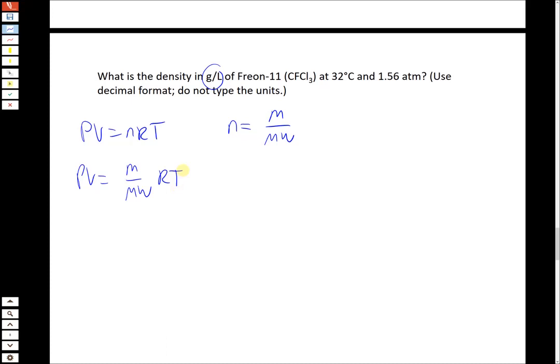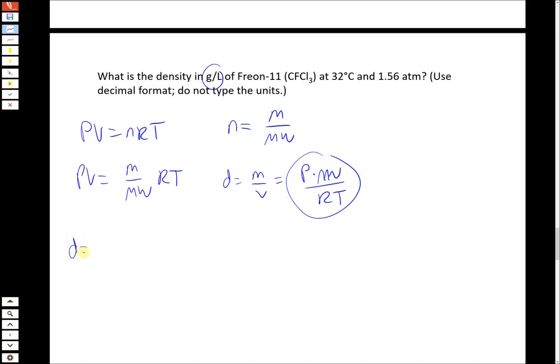And then what we're going to do is solve for mass divided by volume because density is equal to mass over volume. So if we rearrange this equation and put mass over volume on one side, what we end up with on the other side is pressure times molar mass divided by RT. So this is the equation for density of a gas in terms of mass over volume, grams per liter. Alright? And so that's all we have to use is that equation here.